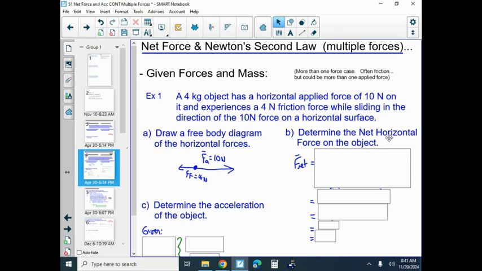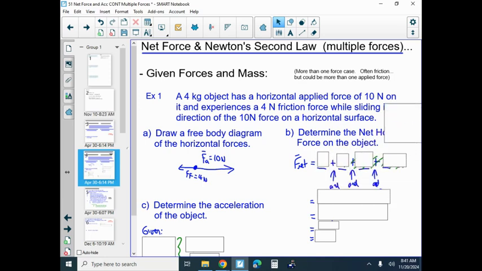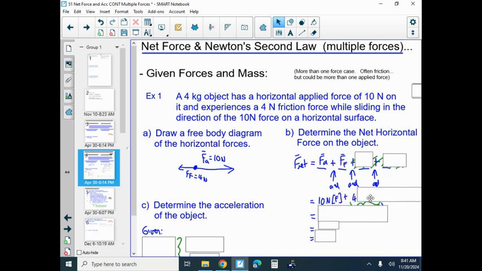So determine the net horizontal force. Well, the biggest thing you have to recognize is that net force is always just the sum of all the forces just added up, right? So think of it as whatever forces there are, right? Added up. You get whatever force, all added up, right? And so we've got the 10 Newton applied force, which is going to be there. And then we've got the friction force, like that.